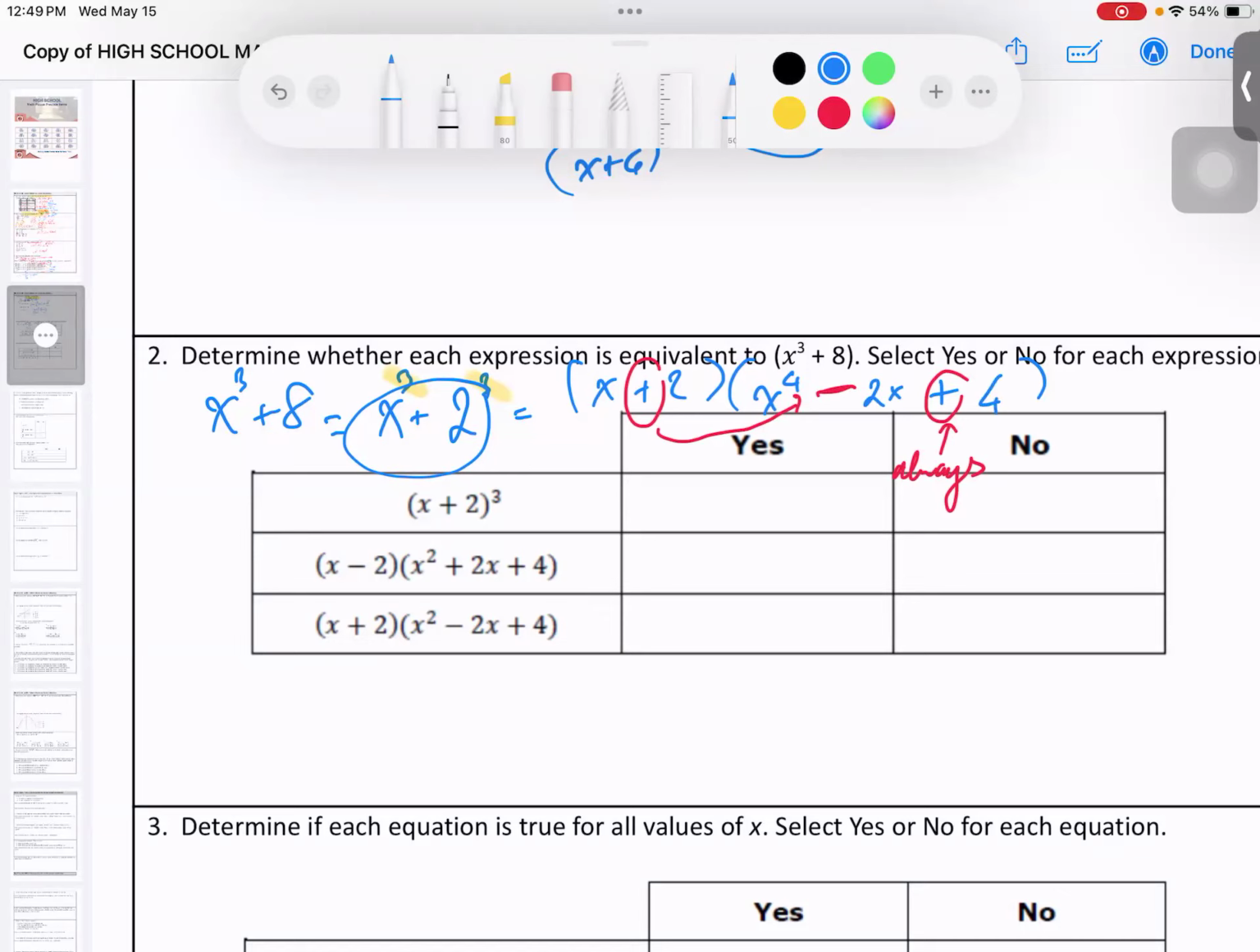Okay. So which one is the answer? Why the first one is not correct? Is this one equal to this? Remember, this is a big no-no. You can never distribute when you have a plus and minus here. You can only distribute for multiplication or division, okay? So this is no.